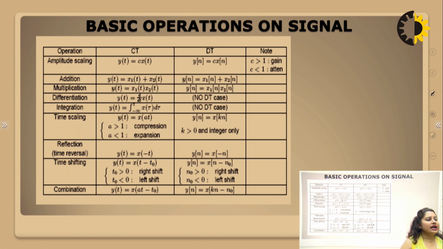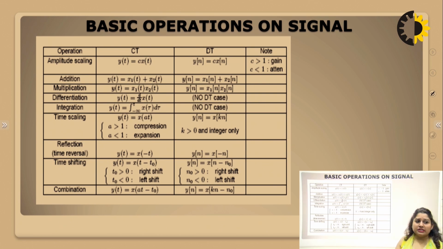Time scaling, we have two types of time scaling here, compression and expansion. That is x of at, where if a is greater than 1, it is compression. If a is less than 1, then it is expansion. Similarly, y(n) is equivalent to x of kn. In the same way, if k is greater than 1, then there will be compression, and if k is less than 1, then there will be expansion. Reflection, y(t) is equivalent to x of minus t, which we have already seen in the even and odd signal. Similarly, y(n) is equivalent to x of minus n.